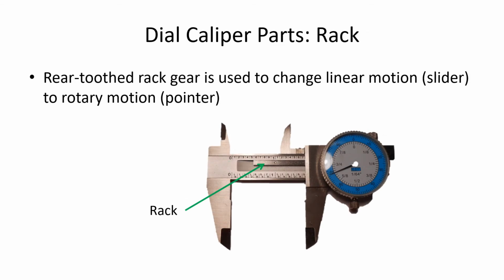The rack and gear is used to change linear motion to rotary motion. It's the pointer, all right? So it's just a way to slide the dial caliper back and forth without messing up the gears. You want to use your thumb to move the slider back and forth.